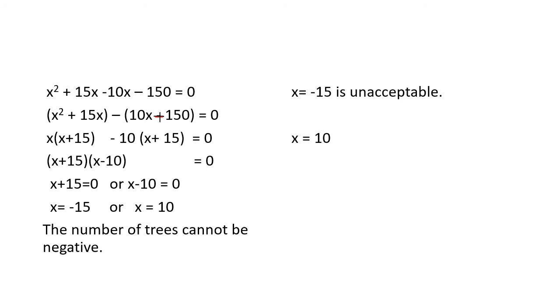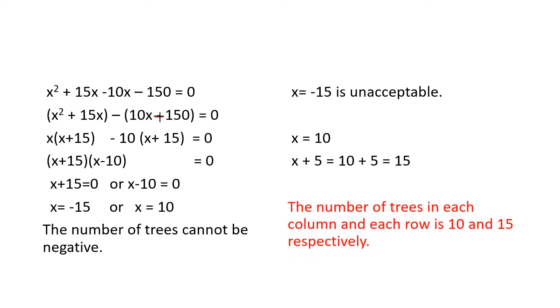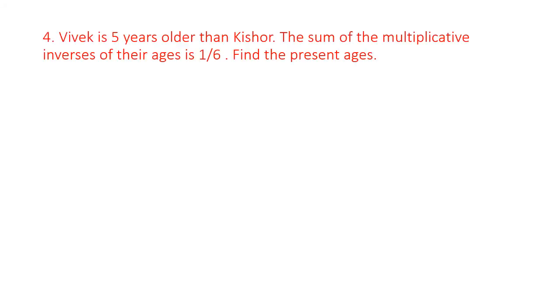Okay, and hence if x is equal to 10, x क्या था, number of columns, right? तो हमें number of rows find out करना है. Number of rows में क्या था, x plus 5, so that will be 10 plus 5 which is 15. So there are 15, so number of trees in each column is 10 and 15 respectively. This was all about your third sum. Let us move towards the fourth sum. Now this is slightly different from what we have done till now.